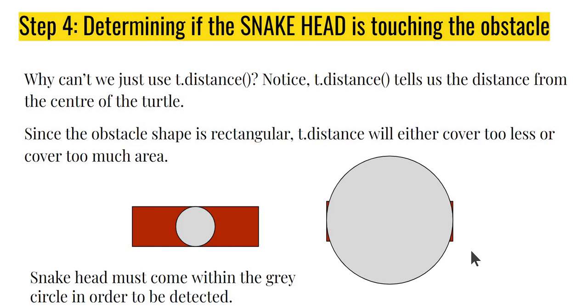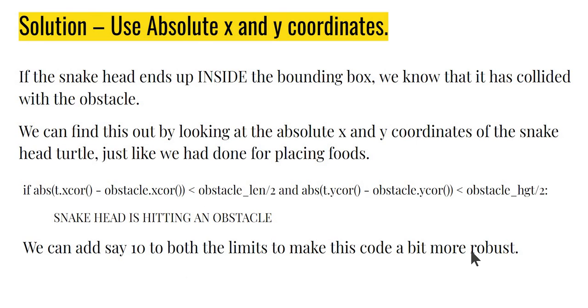In fact, the solution here also comes from looking at the absolute x and y coordinates. Just like, remember, in case of food, we tried to make sure that the food is not getting inside the bounding box. Here, we'll try to figure out if my snake head is getting inside the bounding box, then I'll call that a collision. Now, one way to figure this out would be to look at both the x and y coordinates of the turtle head, the snake head, and let's say the obstacle.